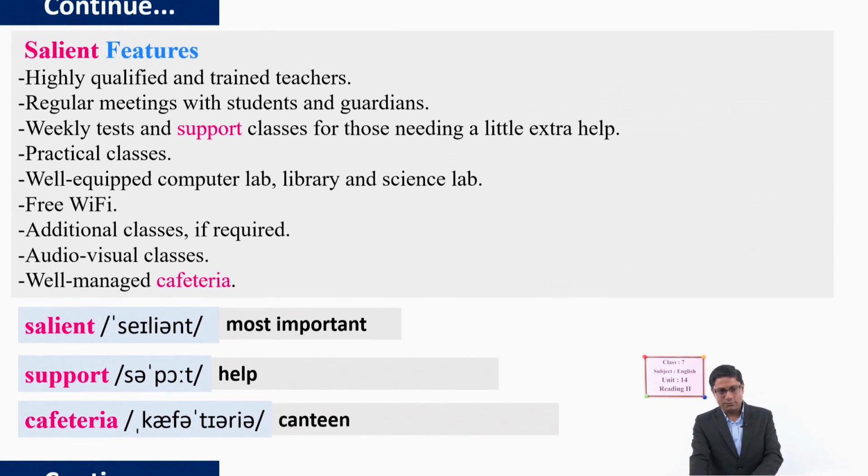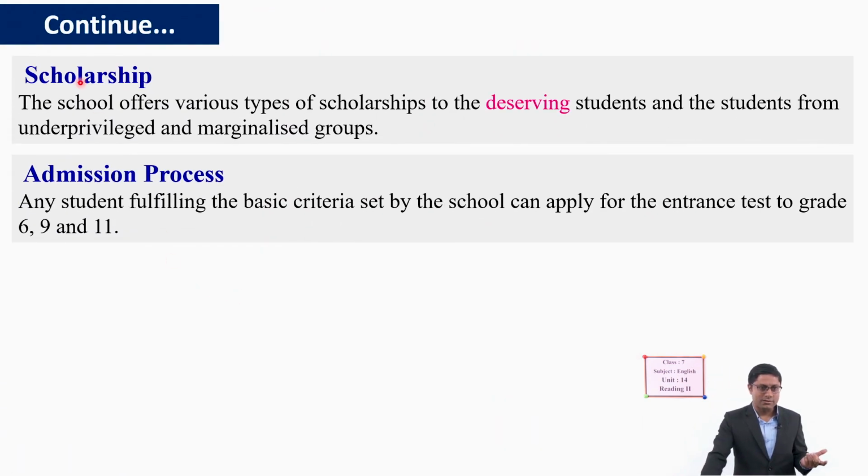Okay. Now let us look at next. It talks about scholarship. So the school offers various types of scholarships, not only one. Okay. That you might have heard in your school. There is a scholarship for Dalit students, there is a scholarship for girls students, there is a scholarship for martyrs children. You might have heard that. So there are various types of scholarships to the deserving students and the students from underprivileged and marginalized groups. Okay, we have already discussed what underprivileged mean and what marginalized means.